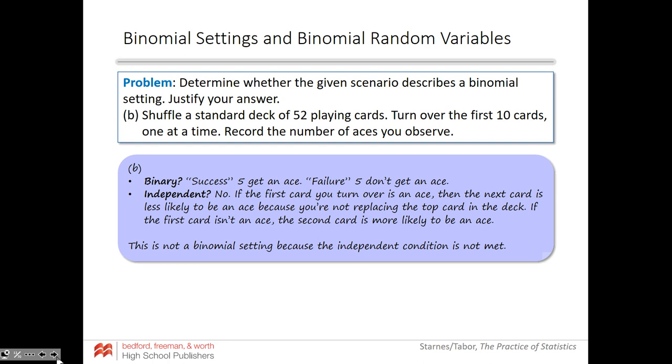Because you're turning over cards one at a time and not replacing the cards back in the deck, we don't have independence. In other words, if the first card you turn over is an ace, then the next card is less likely to be an ace. So it changes the probability. We don't have that fixed probability, therefore we don't have independence. So this is not binomial.